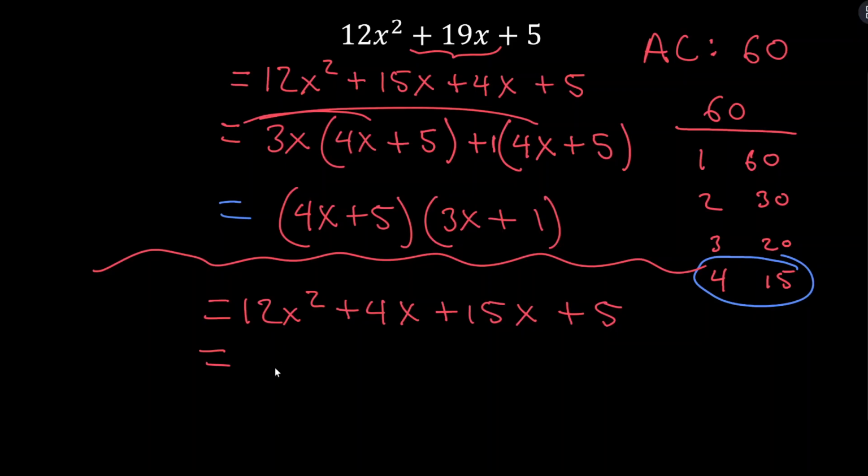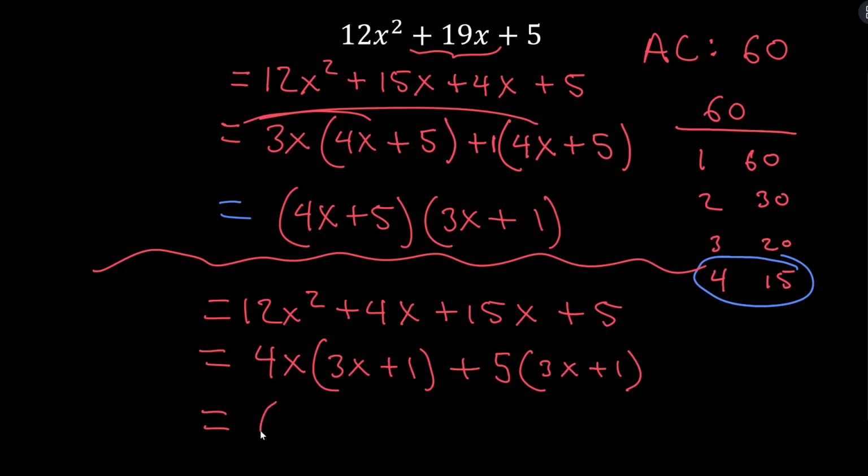Let's take the greatest common factor. Now what's the greatest common factor? 4x. What do we have left? 3x plus 1. That 3x plus 1 is looking familiar. Here we can take out a 5, and what do we have left? 3x plus 1. So you hopefully see how it's going to work out. I see my 4x plus 5 here, and I see my 3x plus 1 here. And so when I take the 3x plus 1 out in front, I'm going to have 4x plus 5 left over. So either way you do it, it works out.